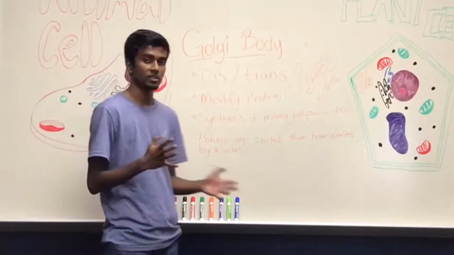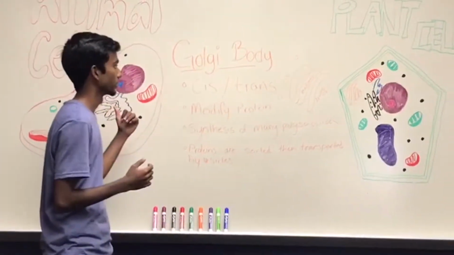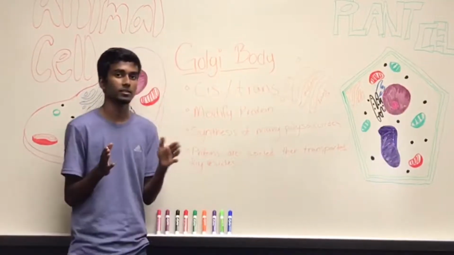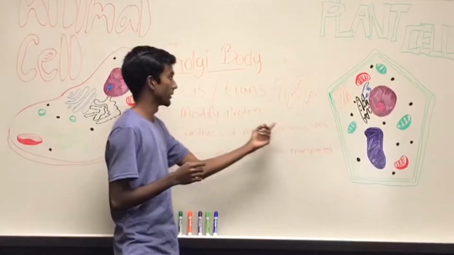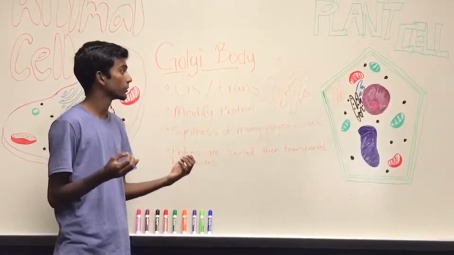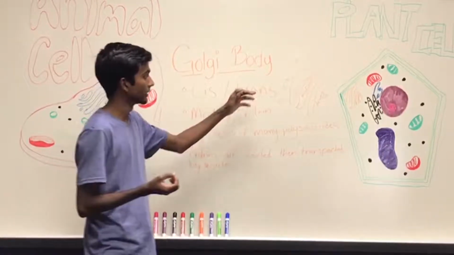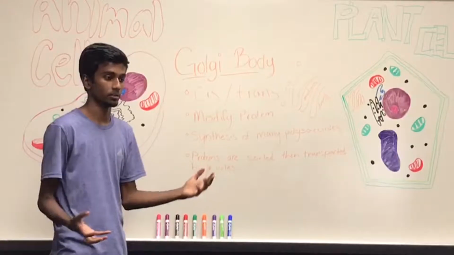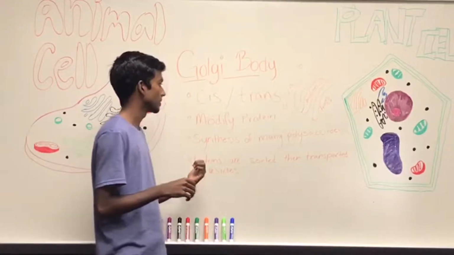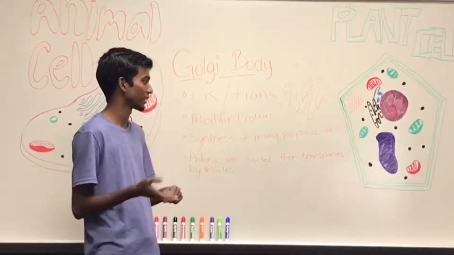The Golgi body is present in both the plant cell and the animal cell. The Golgi has two sides, the cis side and the trans side. Basically, they get the proteins from the rough ER, and it comes to the cis side, gets modified, and then leaves to the trans side by vesicles. They also synthesize many polysaccharides.